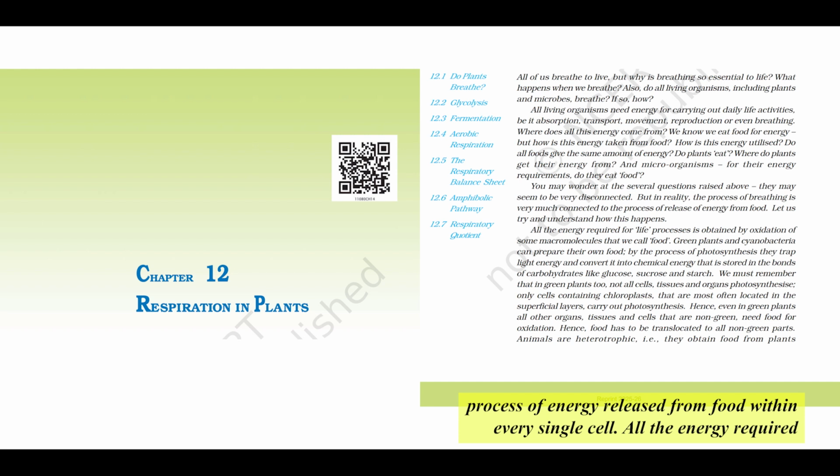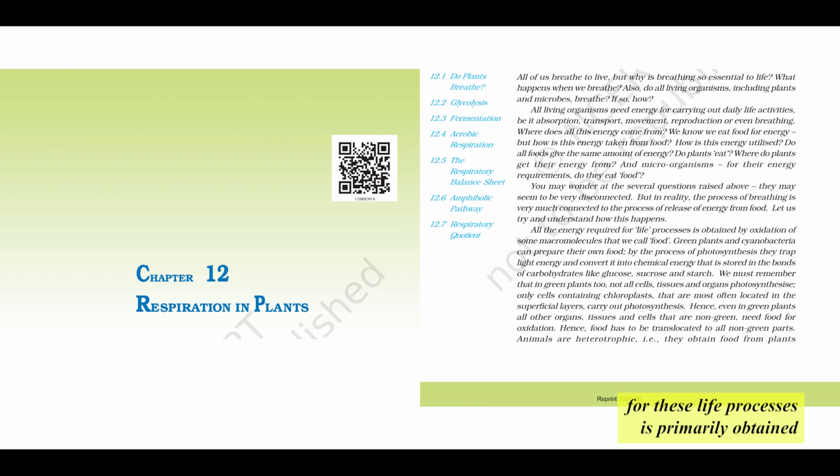All of the energy required for these life processes is primarily obtained by the oxidation of certain complex organic macromolecules that we collectively term food. Now, for green plants and also certain fascinating organisms like cyanobacteria, they possess a truly remarkable and unique ability. They can prepare their own food. This incredible feat is achieved through the process of photosynthesis, where they effectively trap light energy from the sun and ingeniously convert it into chemical energy. This chemical energy is then stored in the high-energy chemical bonds of carbohydrates, such as glucose, sucrose, and starch.